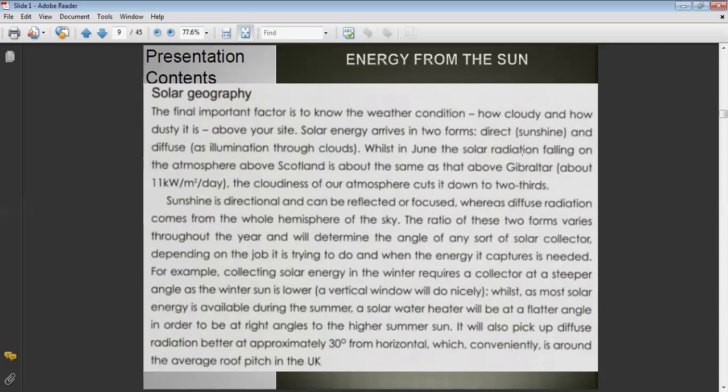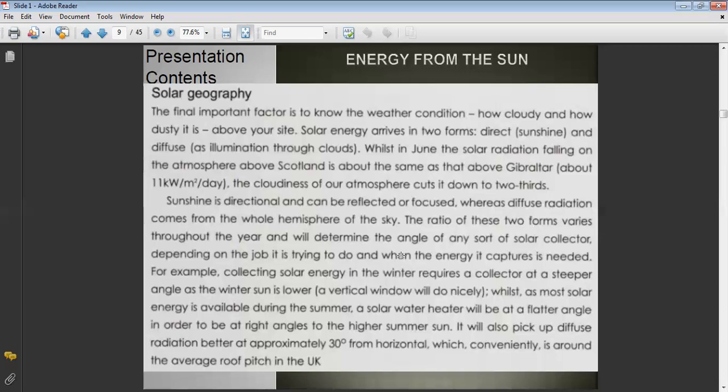So sunshine is directly directional and can be reflected or focused, whereas diffuse radiation comes from the whole hemisphere of the sky. The ratio of these two forms varies throughout the year because of the weather conditions and will determine the angle of any sort of solar collector, depending on the job it is trying to do and when the energy it captures is needed.